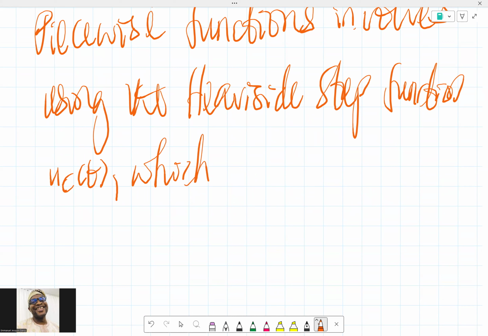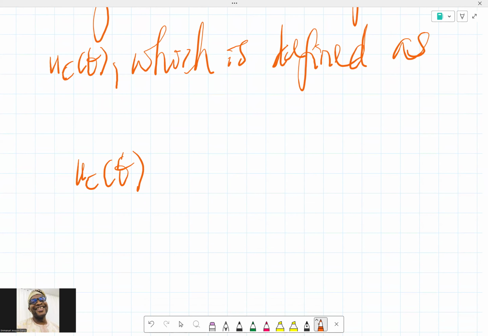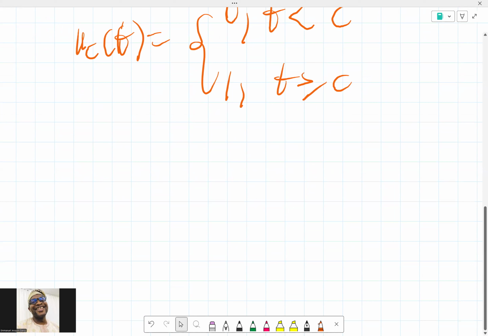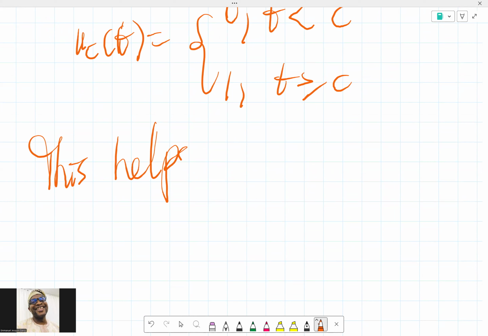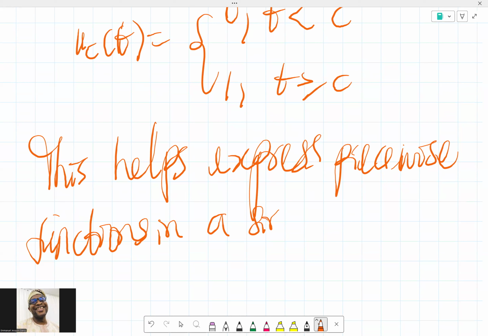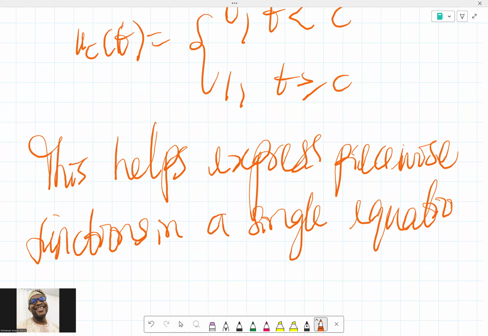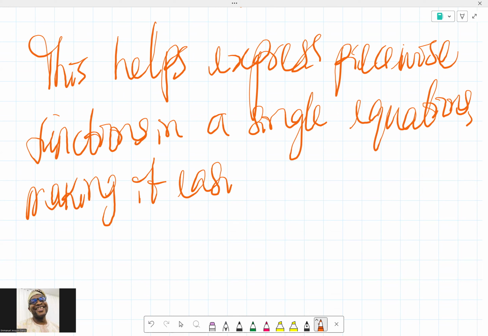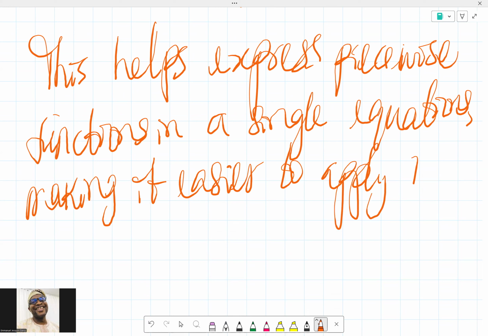Which is defined as U sub c of t equals 0 when t is less than c, and 1 when t is greater than or equal to c. So it's that kind of switching thing we talked about previously. This helps express piecewise functions in a single equation. Piecewise functions have different values, more like step functions, but with this expression we can have it in one equation. And once we can write it in one equation, it makes it easier to apply the Laplace transform.